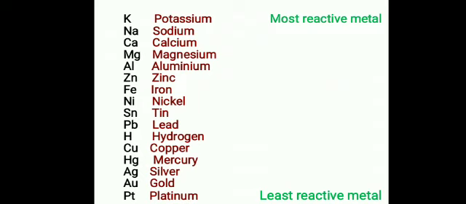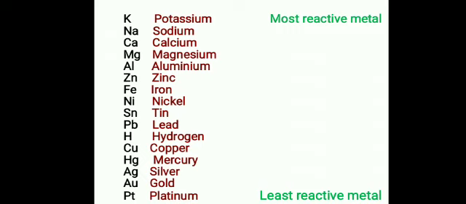Here is a table of some metals. They are arranged in their decreasing reactivity. The first metal is potassium, and this is the most reactive metal, and then sodium, which is less reactive than potassium. So you have to learn this table as it is, because this table is very important for the explanation of the next type of reaction.